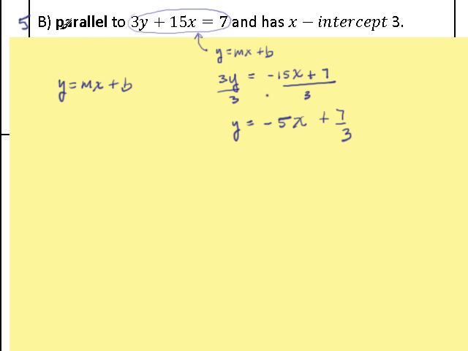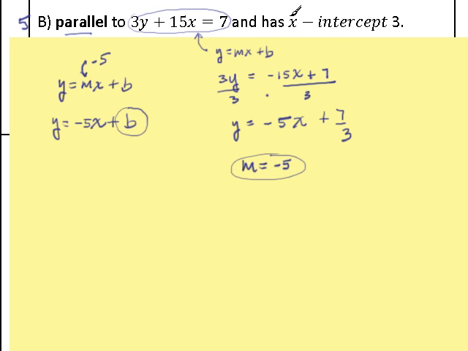Now our line is parallel, so it has the same slope. So we have m is equal to minus 5. All right, so we're going to put the minus 5 right there. And now the missing piece is b. That's what we have to fill in.